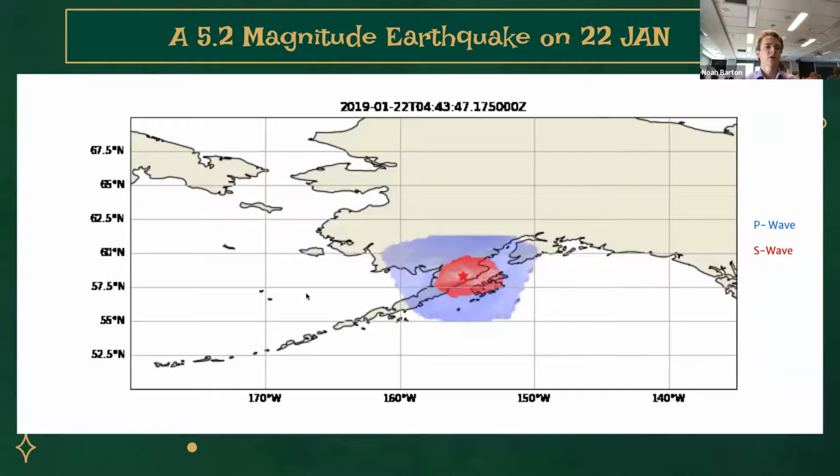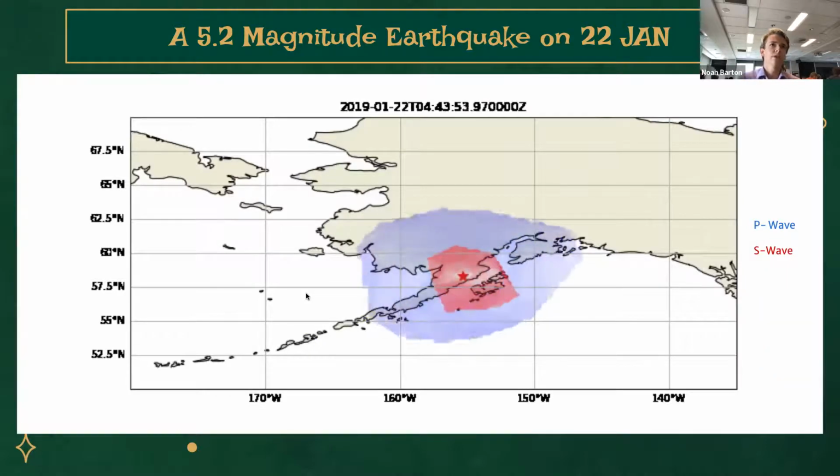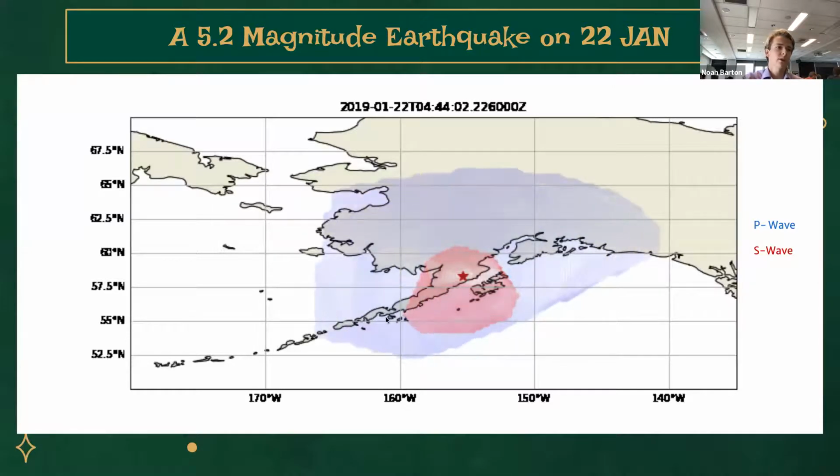So here is one of our final products. This is a single 5.2 magnitude earthquake on the 22nd of January. You can see the P wave in blue propagating out rapidly, and then the S wave lagging behind it. All of these are interpolated onto a 2D grid, and there are some interesting trends. We can see the S wave propagates relatively quickly down this trench along the Aleutian Range.